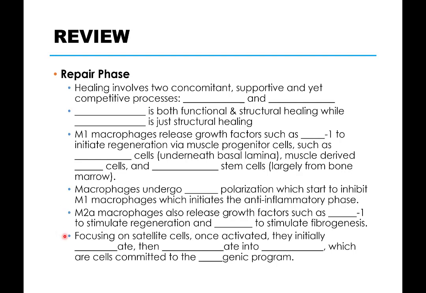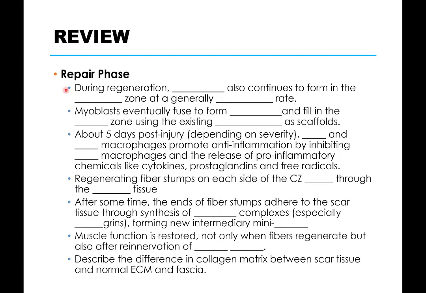Focusing on satellite cells, once activated, they initially proliferate, then differentiate into myoblasts, which are cells committed to the myogenic program. They are committed to becoming part of the muscle fiber. Now, continuing on with the repair phase, during regeneration, scar tissue also continues to form in the central zone at a generally fast rate. Remember, the rate of fibrogenesis/scar tissue formation exceeds the rate of regeneration.